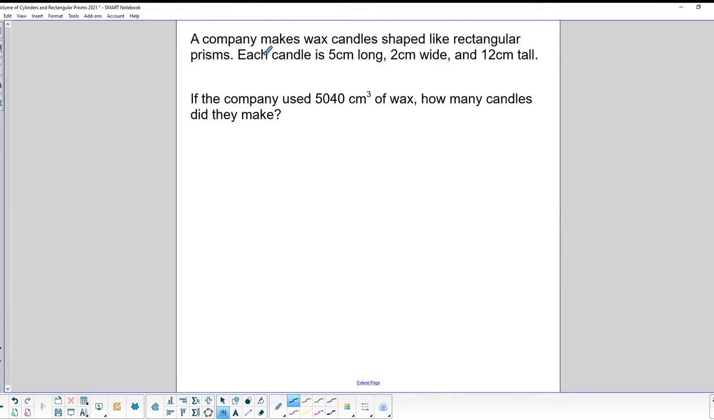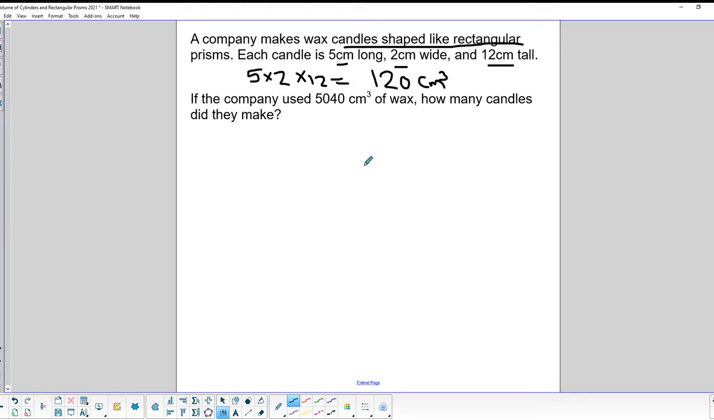A company makes wax candles shaped like a rectangular prism. Each candle is 5 centimeters long, 2 centimeters wide, and 12 centimeters tall. Okay, so we're going to use that information to find out how much volume each candle takes. So we got 5 times 2 times 12. And 5 times 2 is 10. 10 times 12 is 120 centimeters cubed. That's how much each candle takes to make.